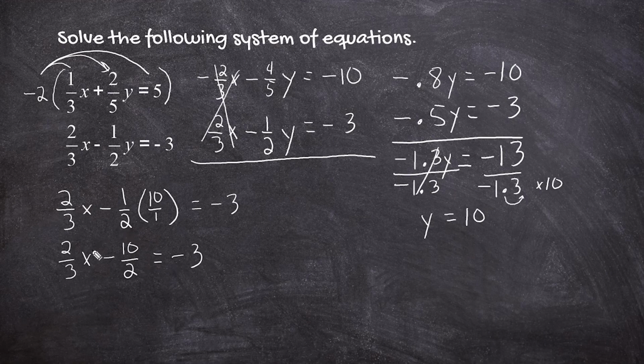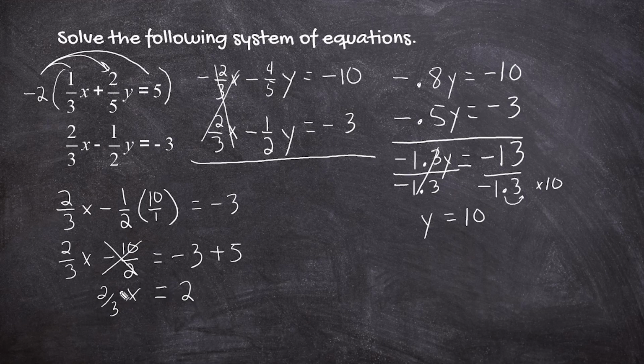All right, now we have to take this constant and move it to the other side. Now, this is really -5. So I'm going to treat this as -5 and do the opposite of that, which is to add 5 on the other side. So now we have the equation 2/3 x is equal to +2.